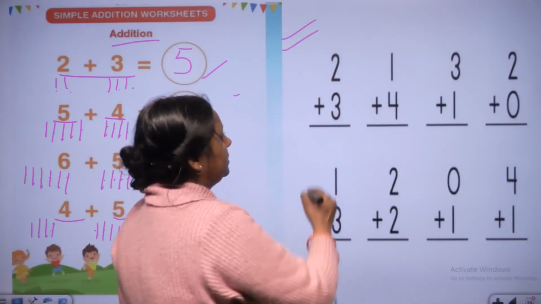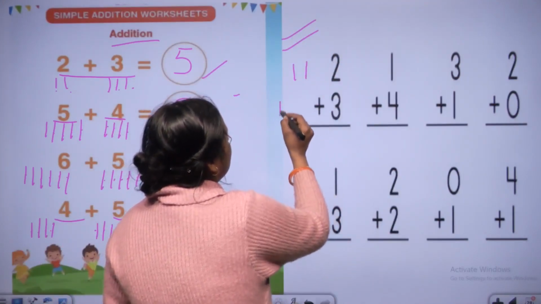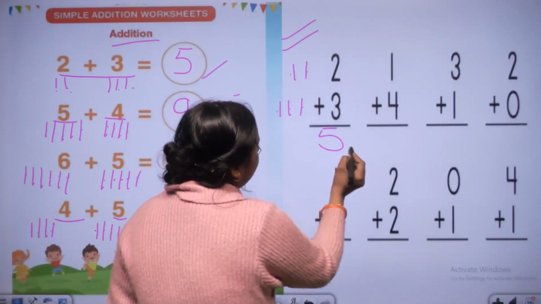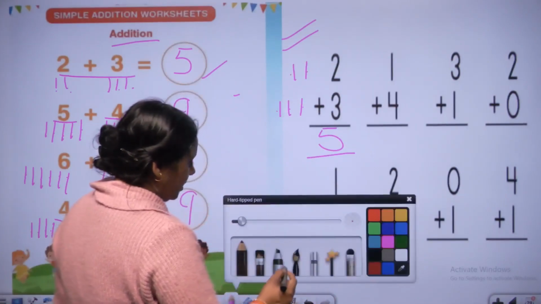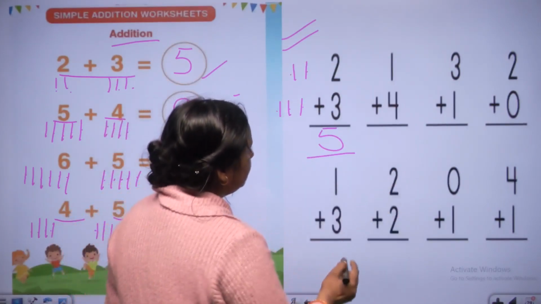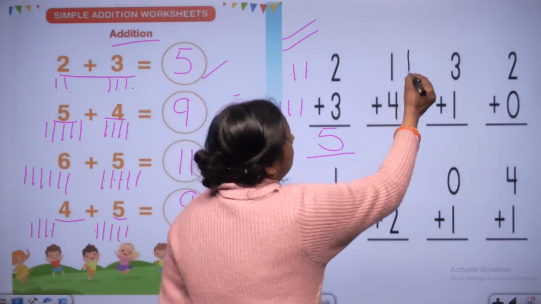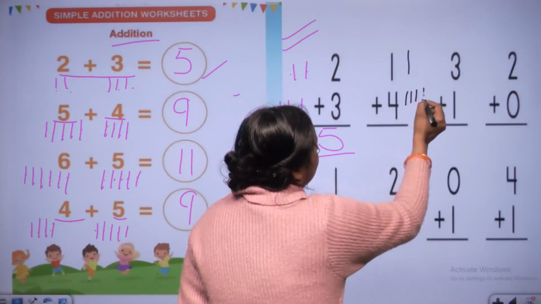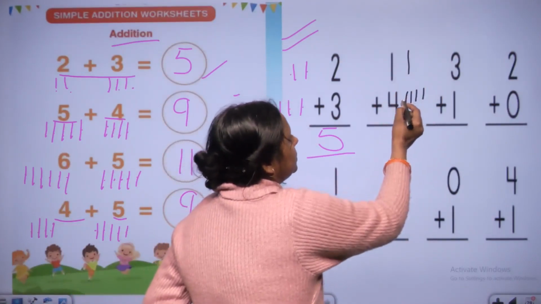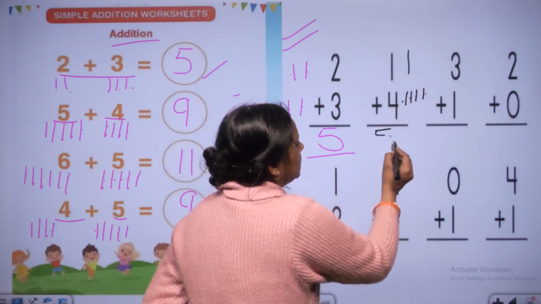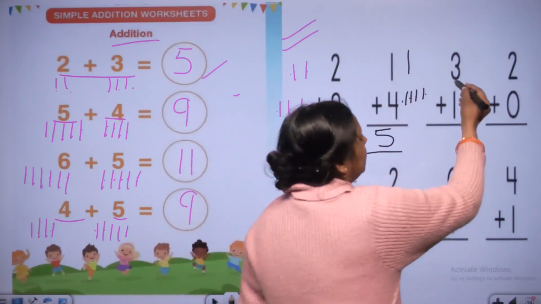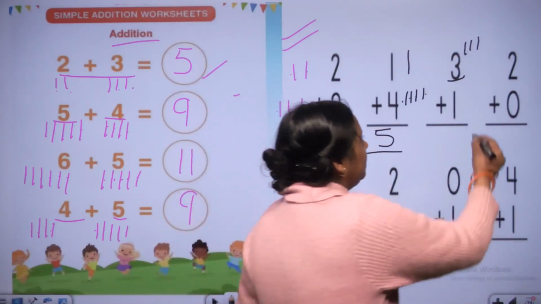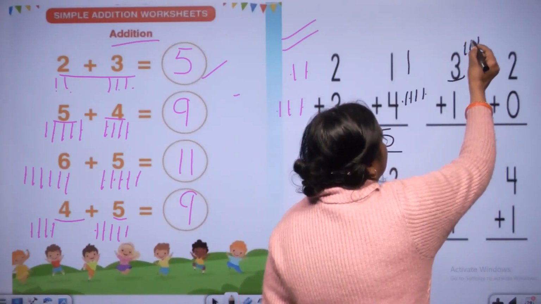2 plus 3. 1, 2, then 3. 1, 2, 3. Adding 1, 2, 3, 4, 5. Yes, 5 here. Okay. Now, next. This one is 1 here. How many sticks do we draw? 1 and then 4. 1, 2, 3, 4. Count it. 1, 2, 3, 4, 5. Yes, 5. Then here, 3. 1, 2, 3. How many sticks do we draw? 3. And then 1. Okay, 1. Count it. 1, 2, 3, 4.